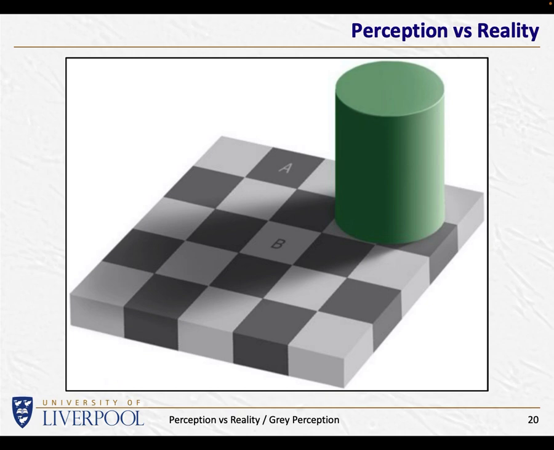What's your brain telling you? Can you override your brain? No. Even though you know the same amount of light is arriving, even though I've shown you that that's the case, you cannot convince your brain to allow you to see A and B as anything but different shades of grey. So that's why you have to be very careful.